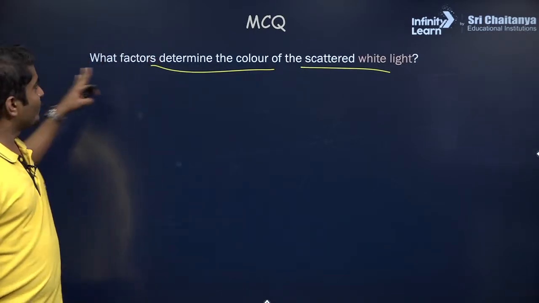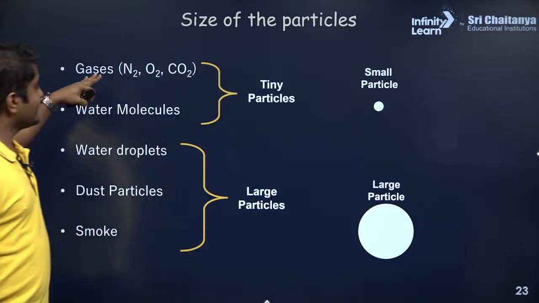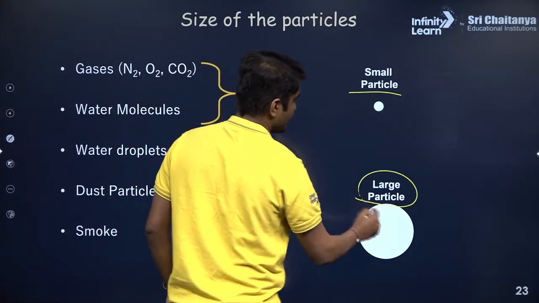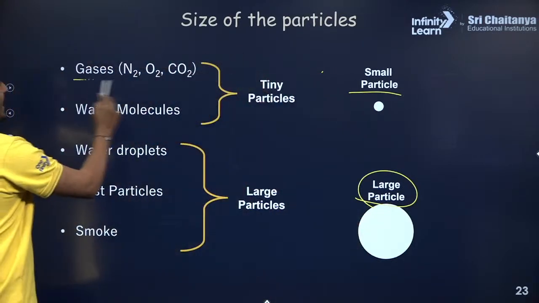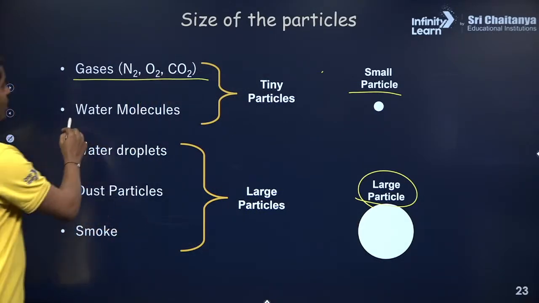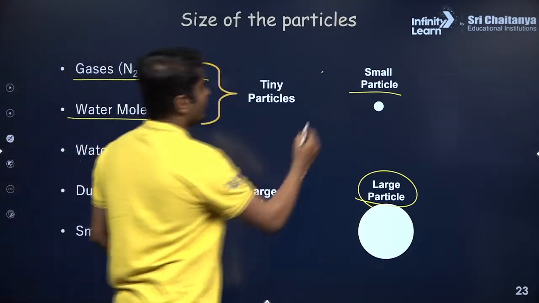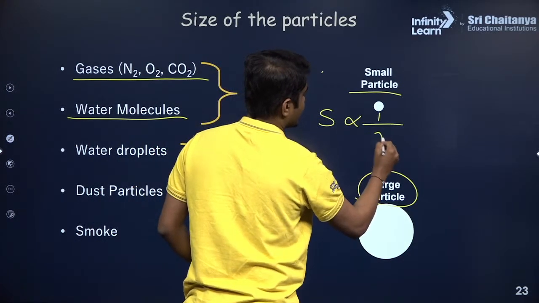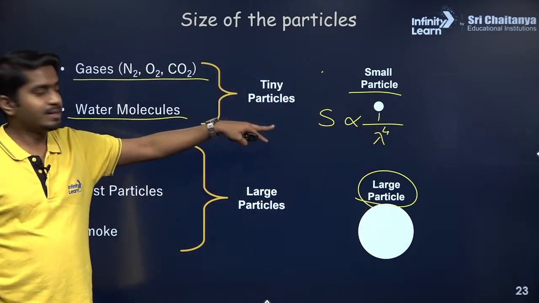Okay, so now what are the factors which determine the scattering? So this scattering is determined by the particle size. If the particles are small, for example, these gases, nitrogen, oxygen, carbon dioxide molecules or water molecules, these are tiny particles. So we will have the scattering inversely proportional to lambda raised to 4. Lambda is the wavelength, correct?